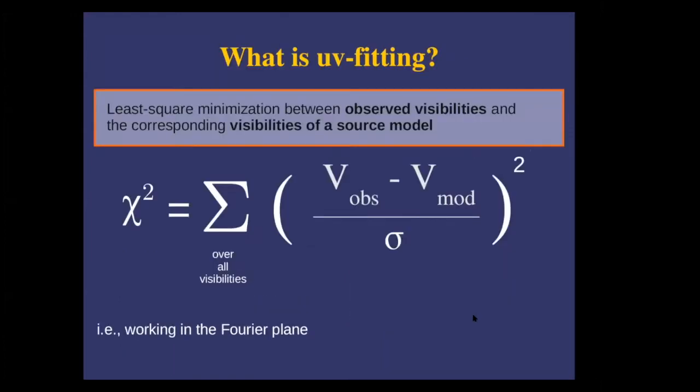Now, what is visibility fitting or UV fitting? It's just a least-squares minimization between the observed visibilities that are given by your interferometer and the corresponding visibilities of a source model. The source model you have to choose. And this is just like a standard chi-square minimization: these are the observed visibilities, the model visibilities, weighted by the noise. And this happens in the Fourier plane.